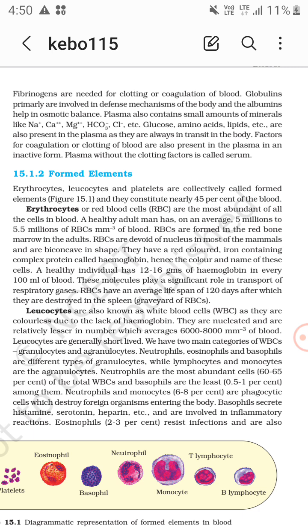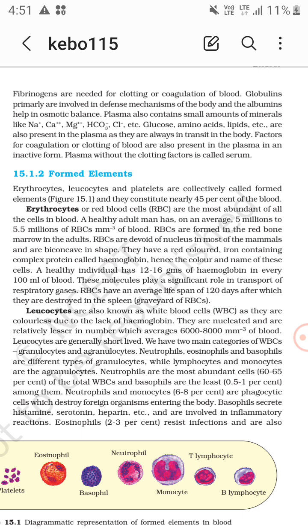RBCs have an average lifespan of 120 days, after which they are destroyed in the spleen, and that is the graveyard of RBCs. So the graveyard of RBCs is the spleen. RBCs have an average lifespan of 120 days.